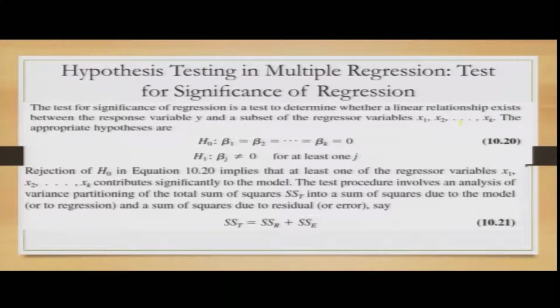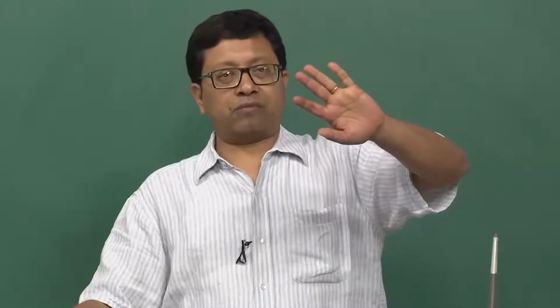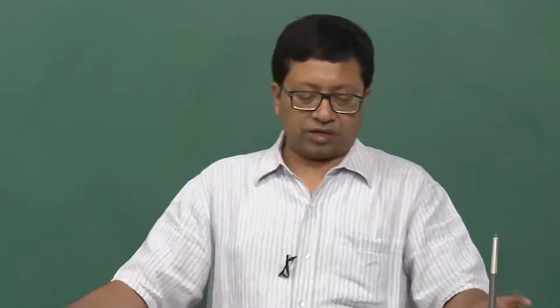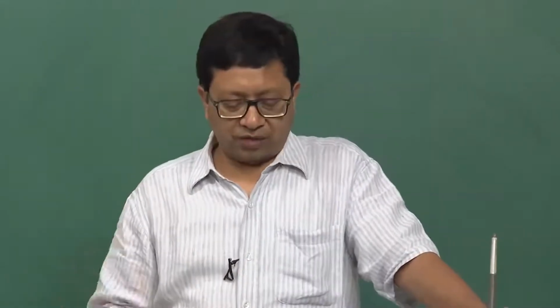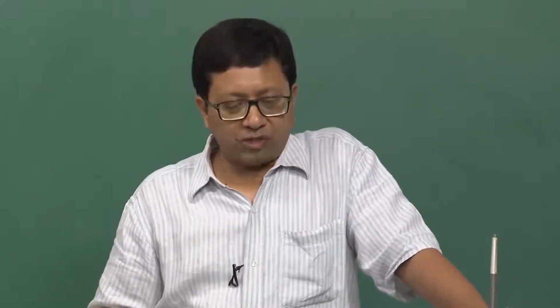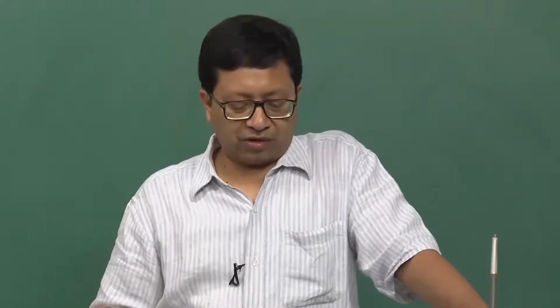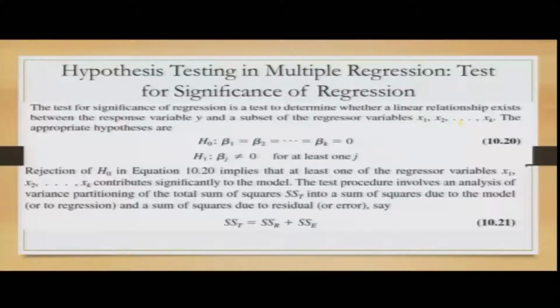Now, we want to do the hypothesis testing. Again, we are going to come back to the ANOVA table. The test of significance for regression is to determine whether a linear relationship exists between the response variable y and a subset of regression variables x1, x2 till xk. Now, the hypothesis would be stated as follows: in H naught we consider beta 1 to beta k all to be 0, and in H1, the alternative, we consider that at least one of these beta j, j equal to 1 to k, is not 0.